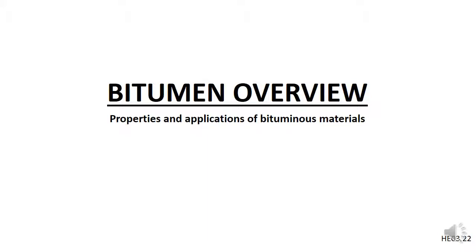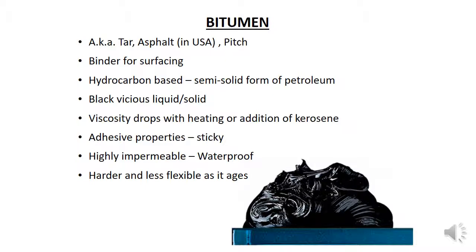In this video, we will look at bitumen. Bitumen is a semi-solid component of crude oil. It is produced during the oil distillation process that also produces propane, kerosene, petrol, diesel, and other petroleum products. It is also referred to as tar, asphalt, or pitch.